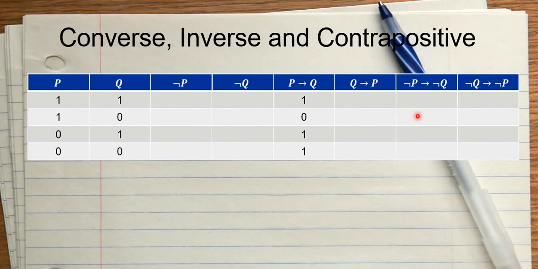So we have here a truth table showing the truth values for P, Q, and P implies Q, or if P then Q. Basing it on the truth tables that we had before, especially for the implication and for the negations, pause the video and try to fill out this table to see what would be the truth values for the converse, inverse, and contrapositive.